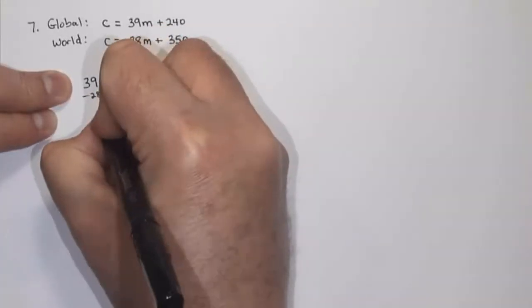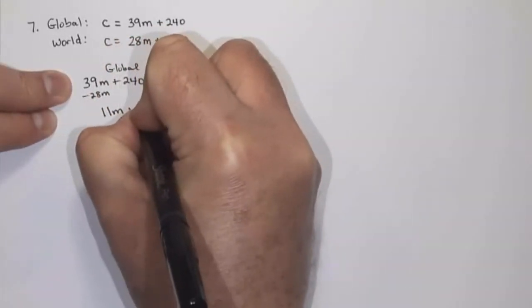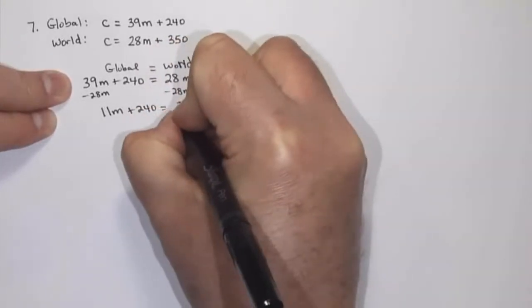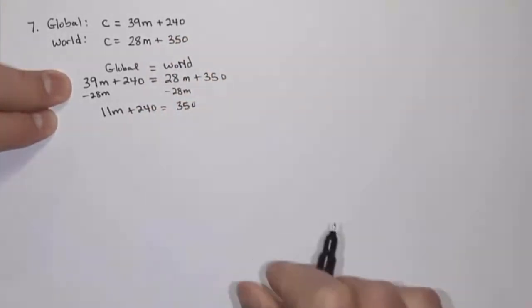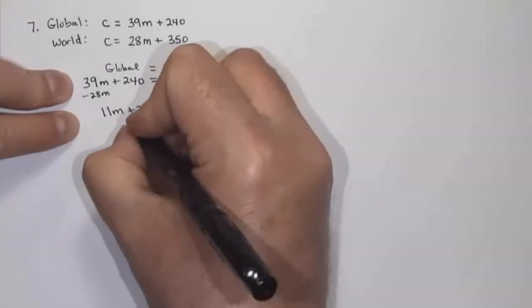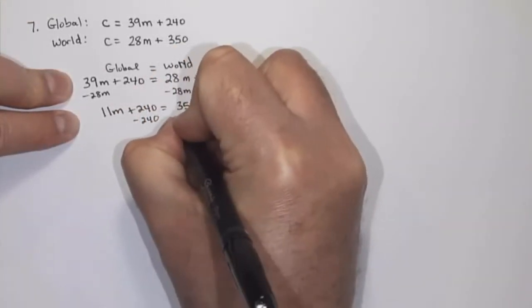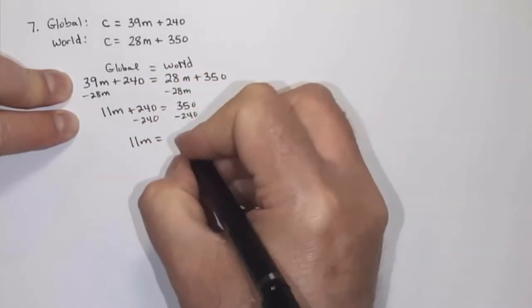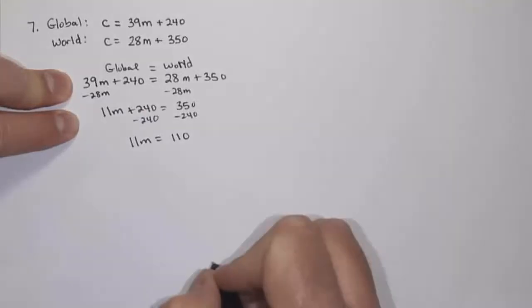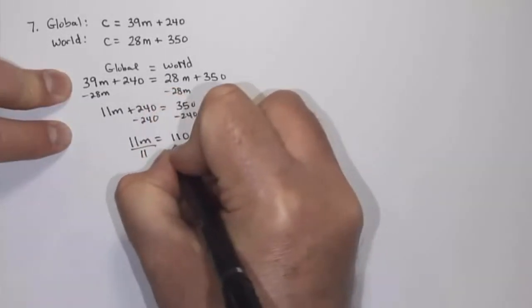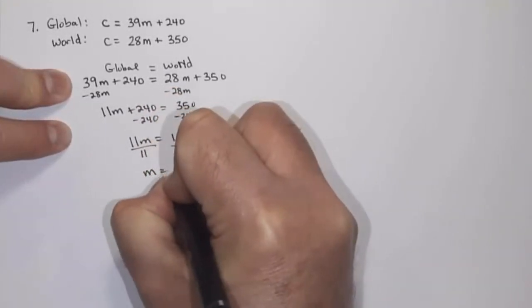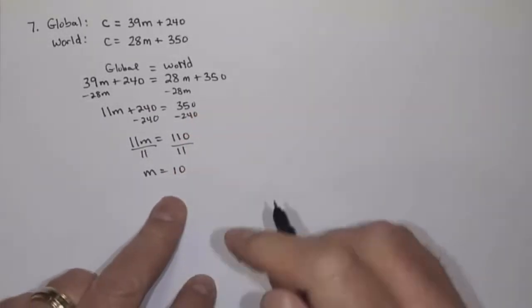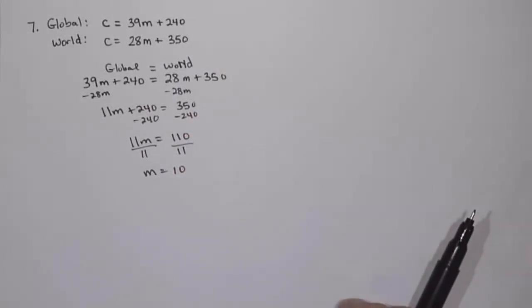39M minus 28M is 11M, plus 240 is going to equal 350, because the 28M's are going to go away here. Subtract 240 from both sides. On the left we'll have 11M, and on the right we'll have 110. If we divide both sides by 11, M equals 10. So at 10 months, these two communications companies will cost the same amount.